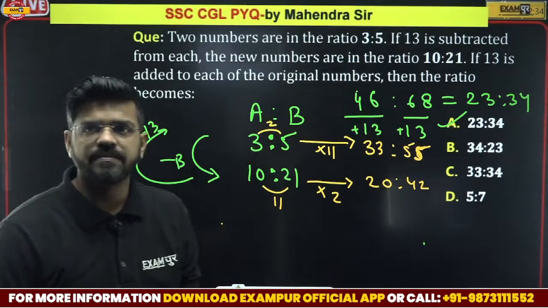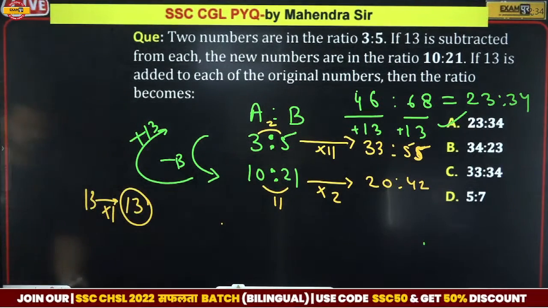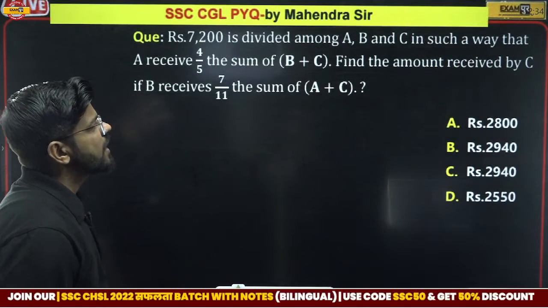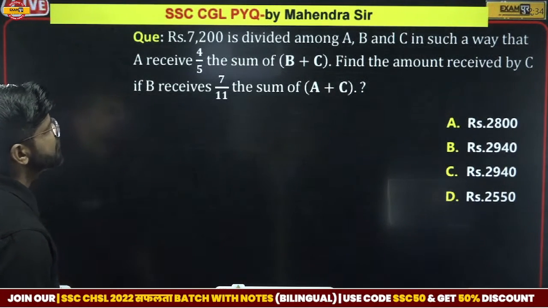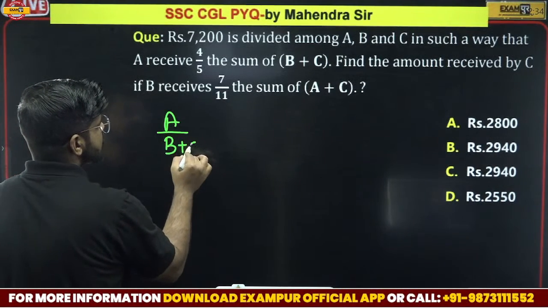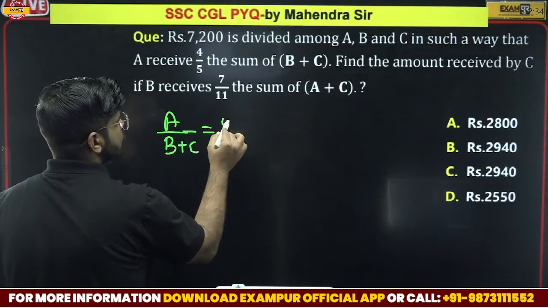Is it clear to everyone? Yes, super. Next question. 720 is divided among A, B, C in such a way that A receives 4 by 5 of B plus C. So A divided by B plus C is equal to 4 by 5.